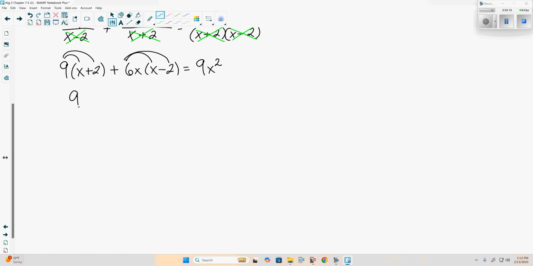Now here our 9 times x is going to be 9x. 9 times 2 is 18. Positive 6x times x is going to give us positive 6x squared. And 6x times negative 2 is going to be negative 12x.